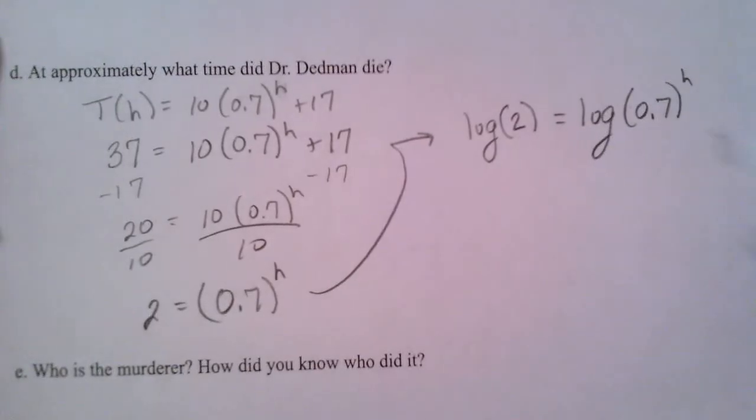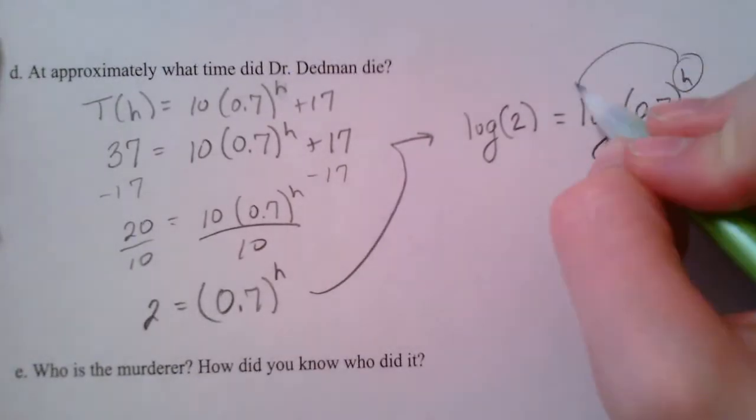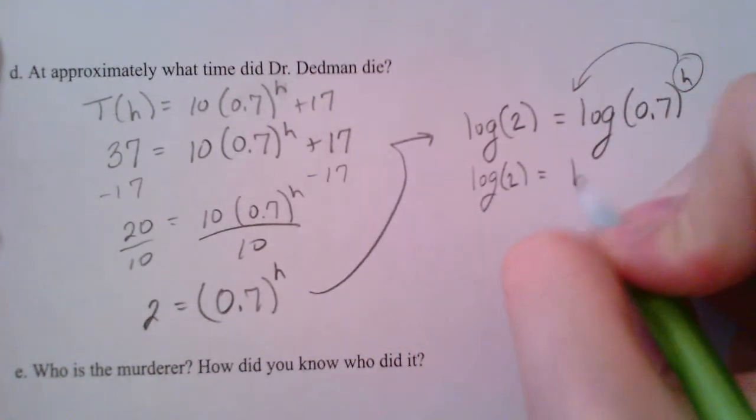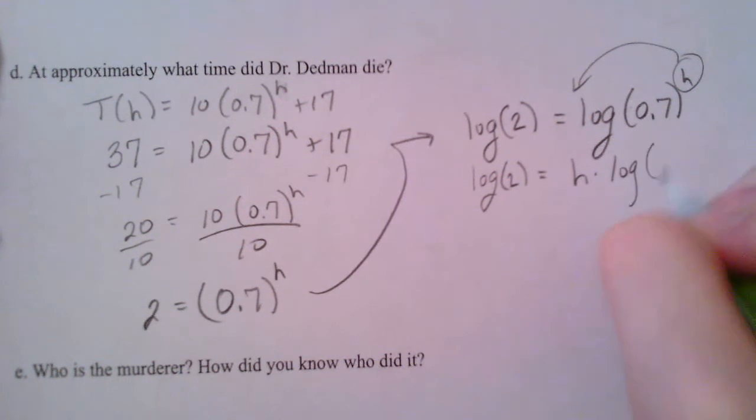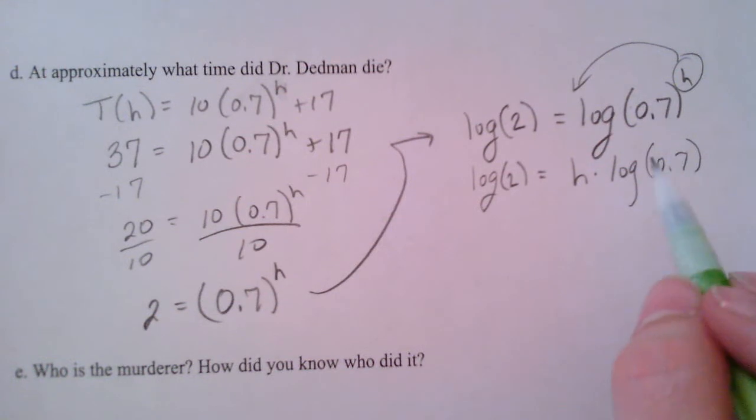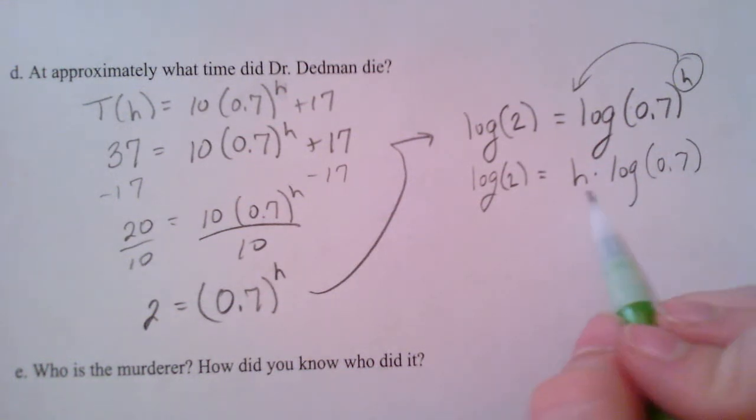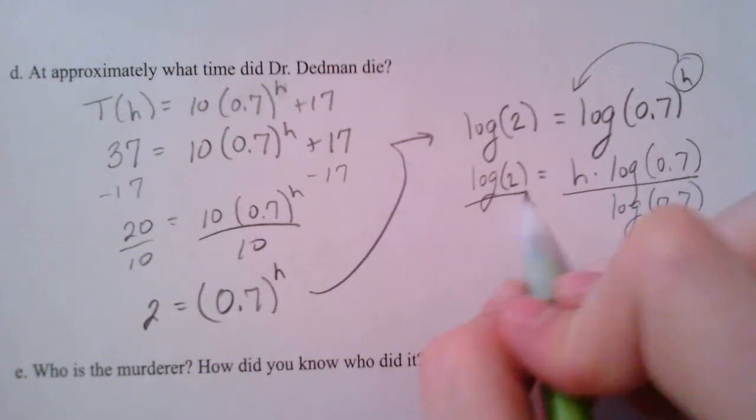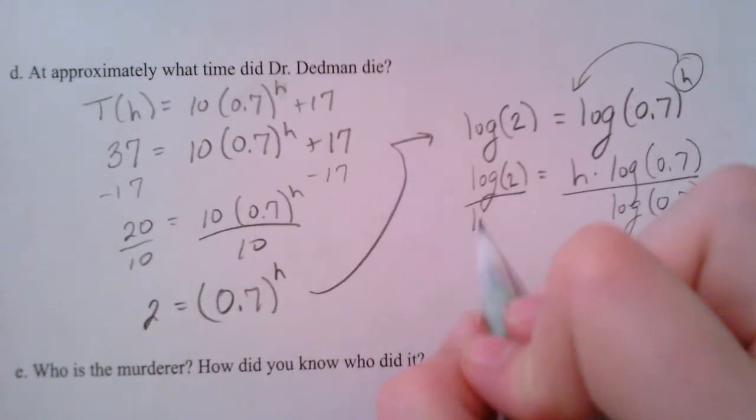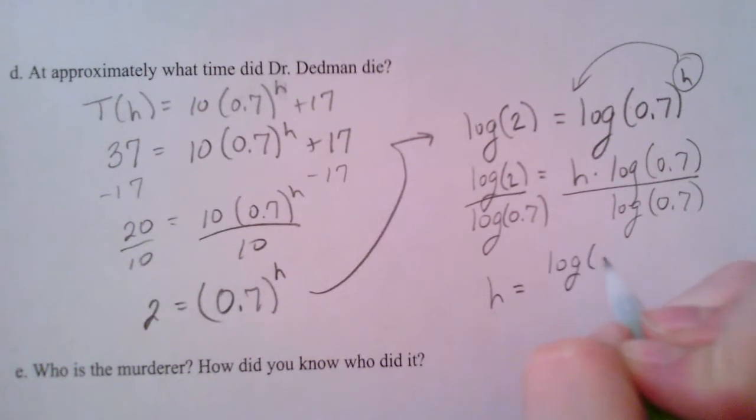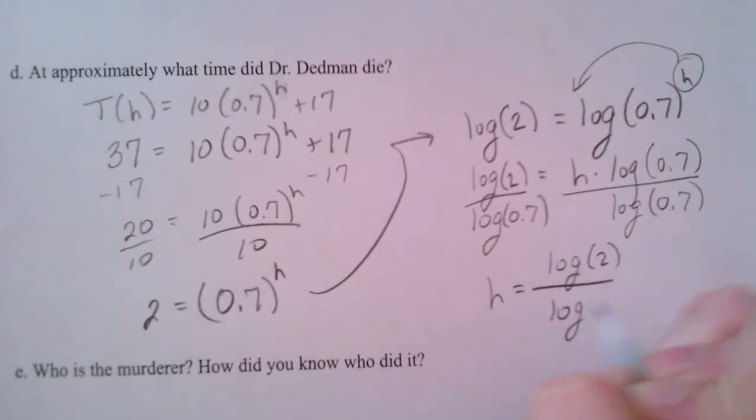Something like this. I know from log rules that the exponent comes down in front. I have h times log of 0.7. Now guys, remember that log of any number is just a number, so I can treat it like one. If I want to isolate h, I'm going to divide by the number that it's being multiplied by. I'm only doing this because it allows me to have an exact answer as my solution, and I'm going to plug this into my calculator in just a moment.